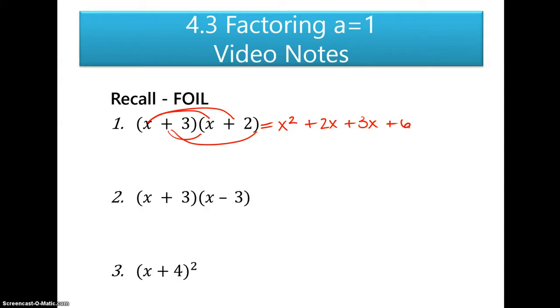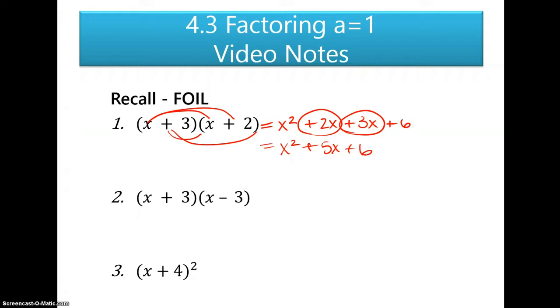Remember that a like term is the same variable raised to the same power. So the 2x and the 3x are like terms. And when we add those like terms, we add the numbers in front and leave the variables alone.